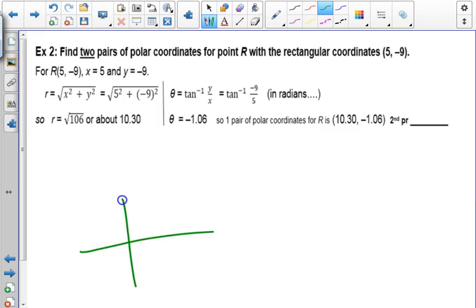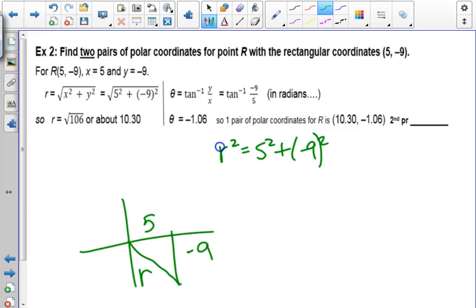If I told you to go over 5 to the right and down 9, could you find r? Does it make sense that you just use Pythagorean theorem? Okay, so r squared equals 5 squared plus negative 9 squared, and you'd get square root of, I think, 106, yes? Okay. Now, how would we find this angle in here?